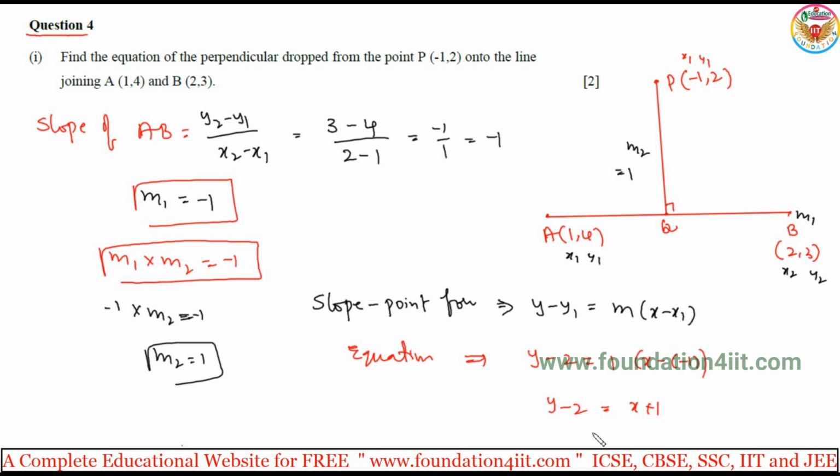And then take all terms to the other side: x minus y minus 2 plus 1, that is, x minus y plus 3 is equal to 0. x minus y plus 3 equals 0 is the equation of this line perpendicular from the point P to AB. Right, and question 2, the next one.